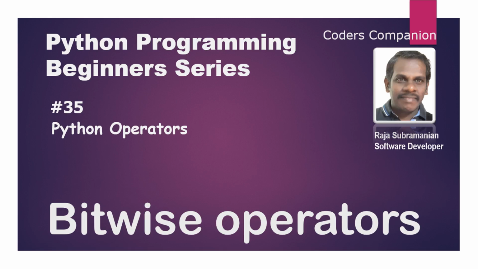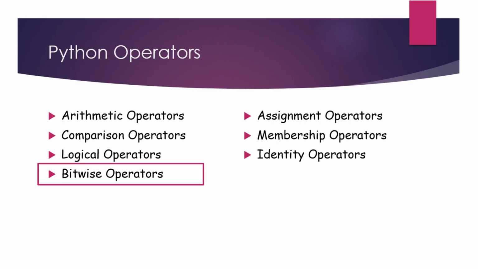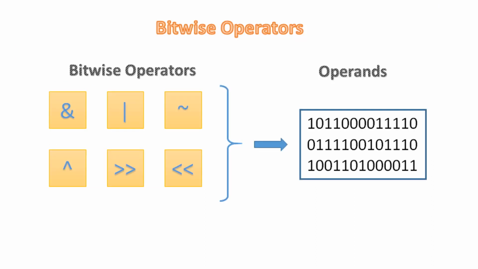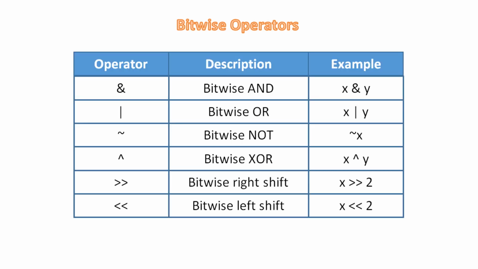Let's get started. This is the fourth topic in Python operators. Bitwise operators act on binary digits and perform bit-by-bit operation. Listed here are the bitwise operators with examples. Let's understand each one in detail.